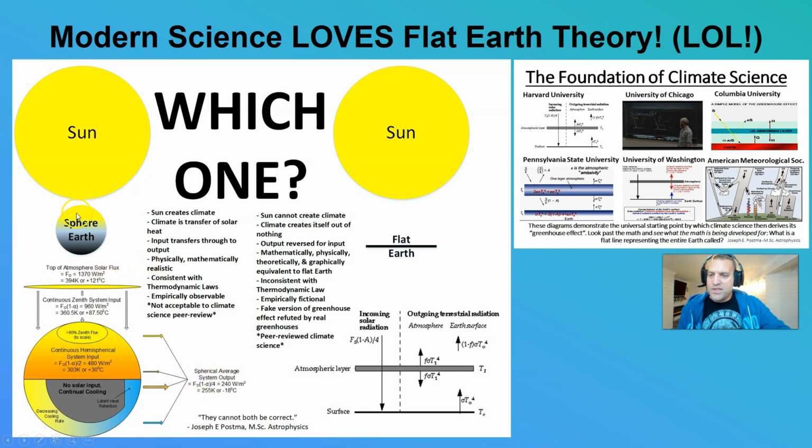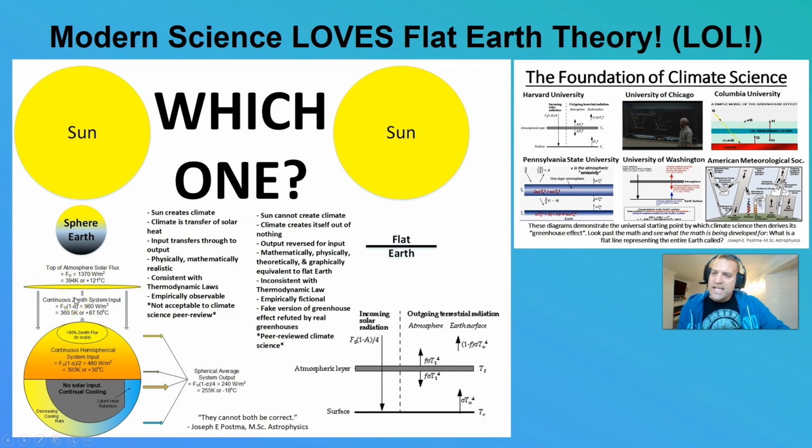It's physically and mathematically realistic because obviously we do have a spherical Earth and sunshine is quite warm and the sun does create the weather. It's consistent with thermodynamic laws because if you apply the thermodynamic laws to this, you get these results. It's empirically observable. You would observe this from outer space.